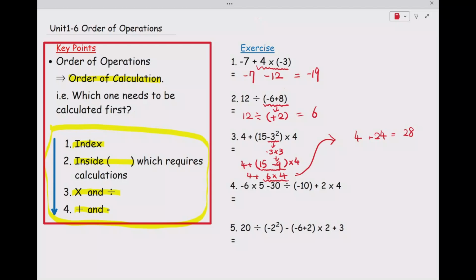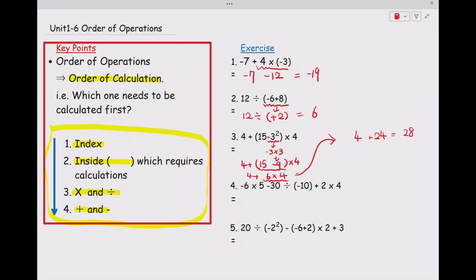Question number 4. Minus 6 times 5 minus 30 divided by bracket minus 10 plus 2 times 4. That's quite a long equation. No matter how long the equation is, if you follow the order of operations, you will always get the correct answer.